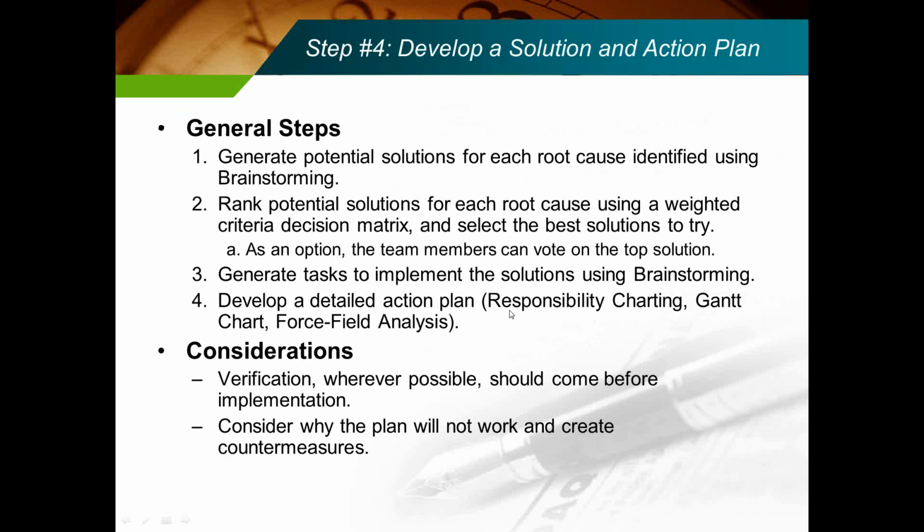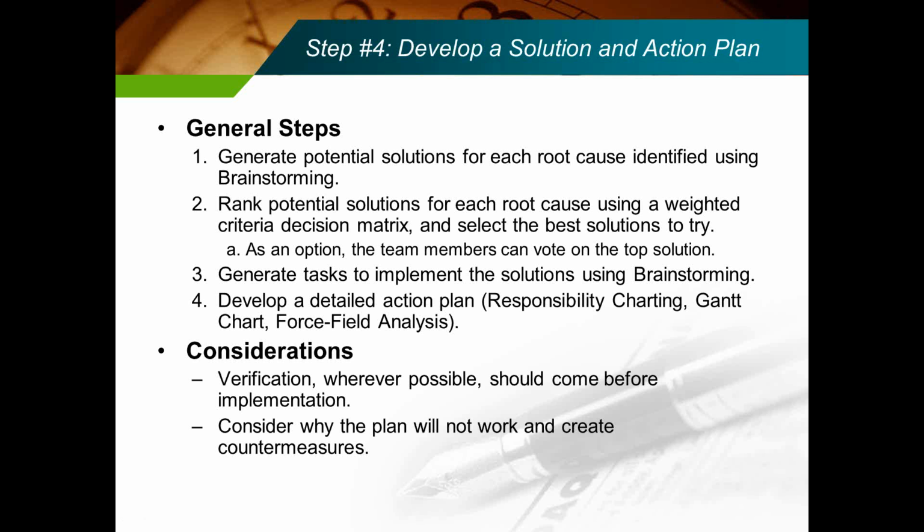All right, so now once you've gone through, you've done the problem statement, you've documented the process, you've done root cause analysis, now you have to develop a solution and action plan. Some general steps to do this include generating potential solutions for each root cause identified using brainstorming. Then you rank the potential solutions for each root cause using a weighted criteria matrix. And I'm going to show you that here in a second. Basically what you're doing is trying to prioritize which solution you want to try first. Then you generate tasks to implement the solutions, and you develop a detailed action plan.